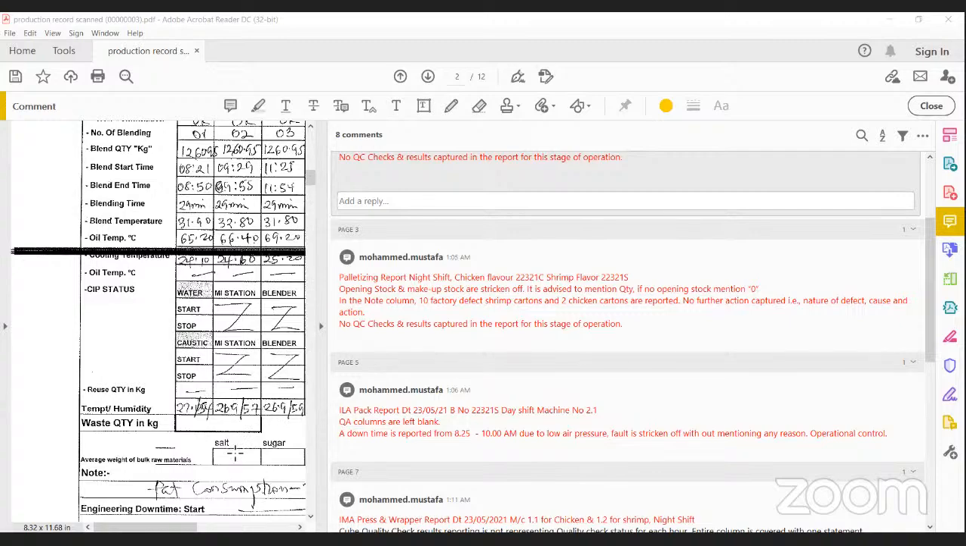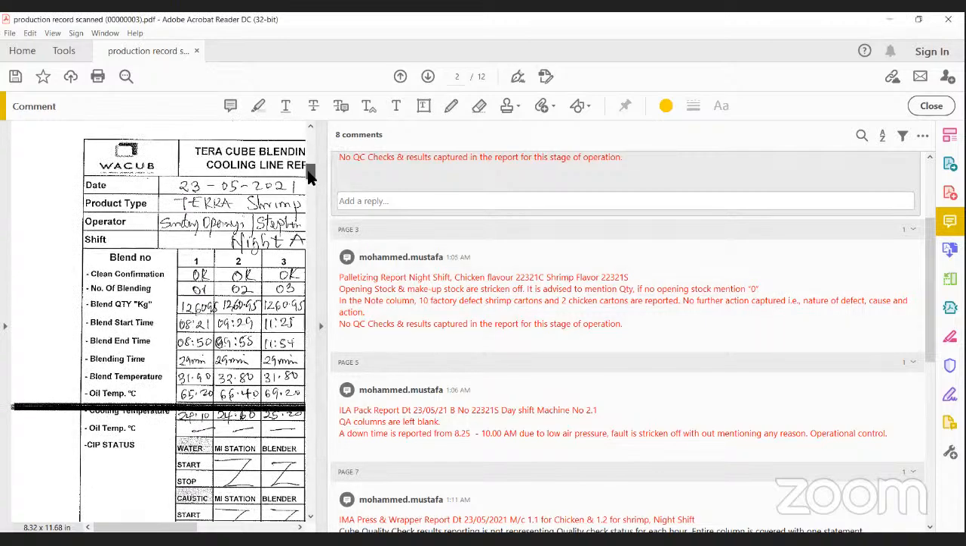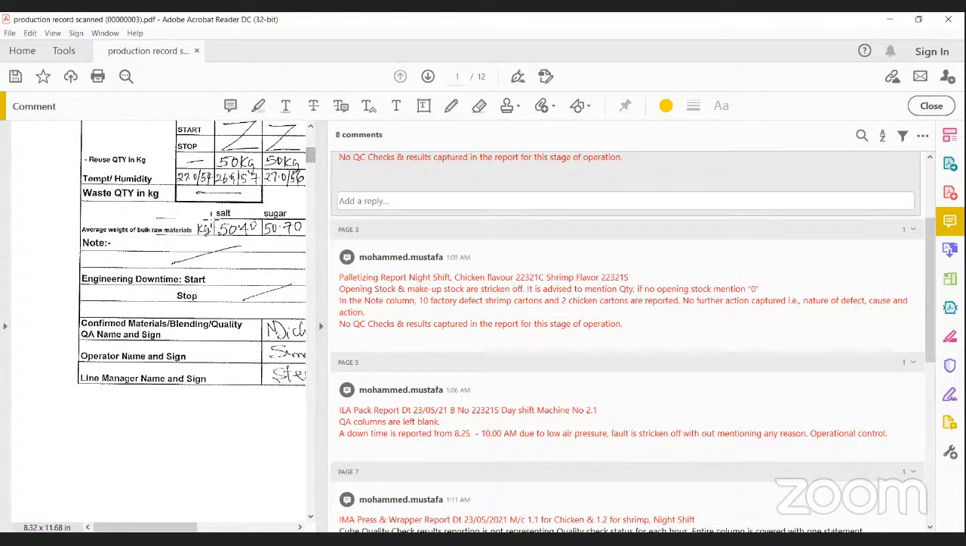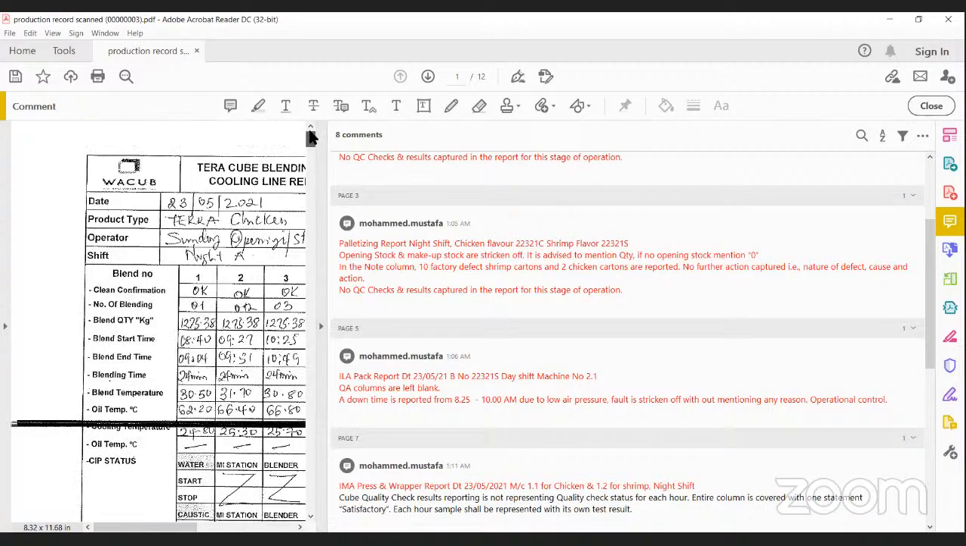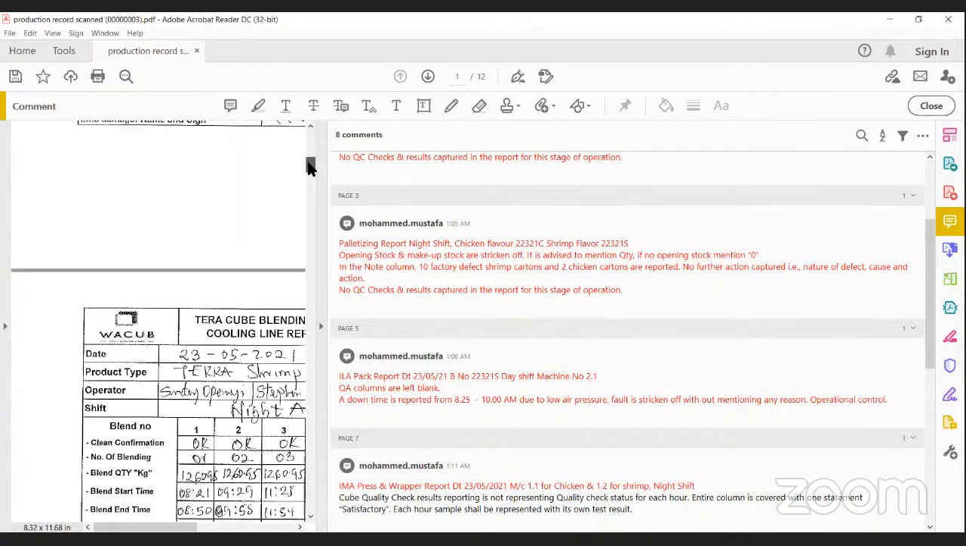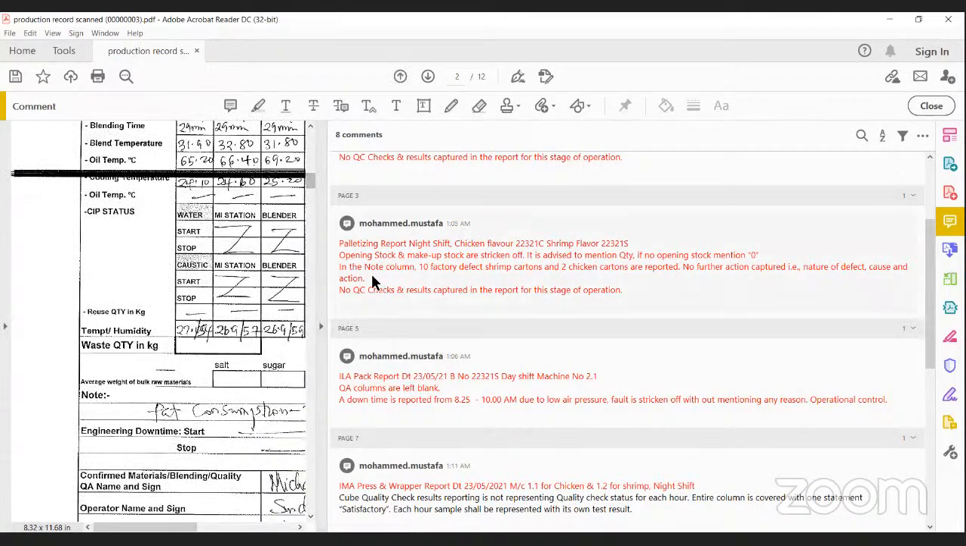So we need to get this information filled, and then we have it on both sides. Okay, it is available here. It is available in the first one for Terra chicken, but it is omitted in Terra shrimp. Then on the palette reports, night shift, chicken flavor 222, yes. Opening stock and makeup stock have been taken off. That is the palette report.